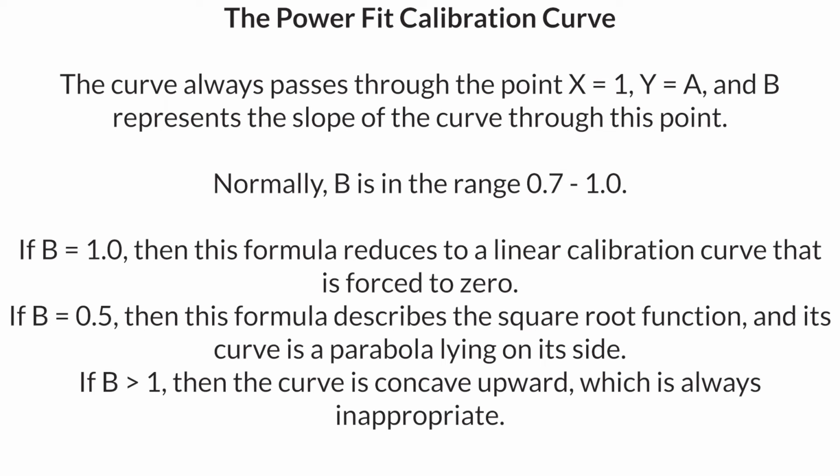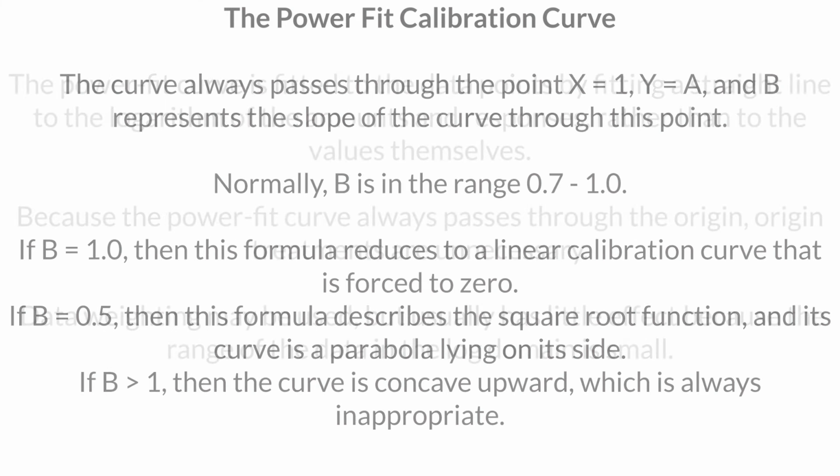If b equals 1.0, then this formula reduces to a linear calibration curve that is forced to 0. If b equals 0.5, then this formula describes the square root function, and its curve is a parabola lying on its side. If b is greater than 1, then the curve is concave upward, which is always inappropriate.